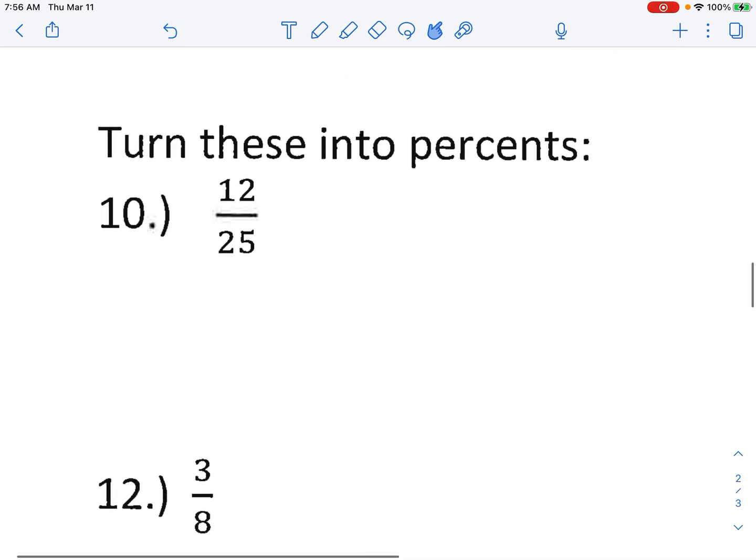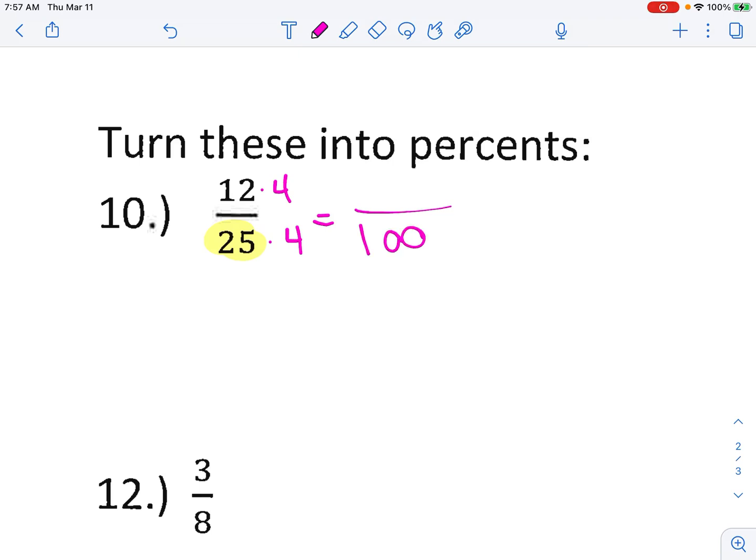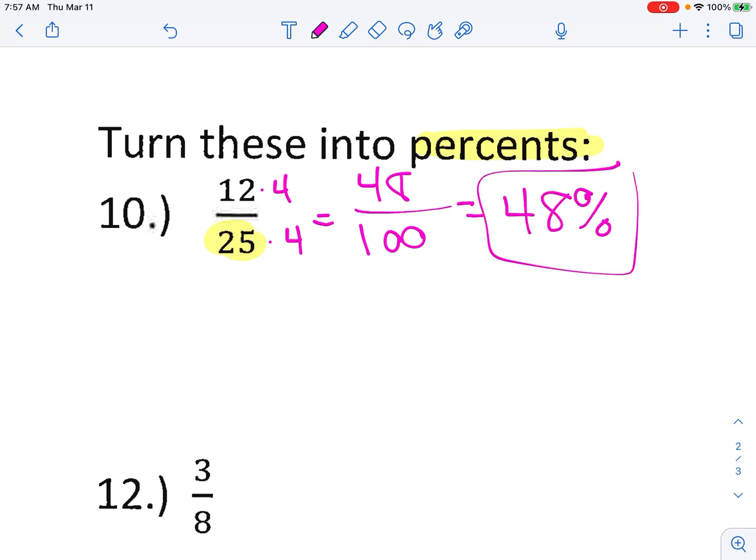Turn these into percents. Remember what we learned last week was that the easiest way to do it is, first of all, check that denominator. Is 25 times anything 100? Yes. 25 times 4 and 12 times 4. 4 quarters to make $1. So 25 times 4 is 100. And 12 times 4 is 48. We're turning these into percents. So 48 hundredths is equal to 48%.